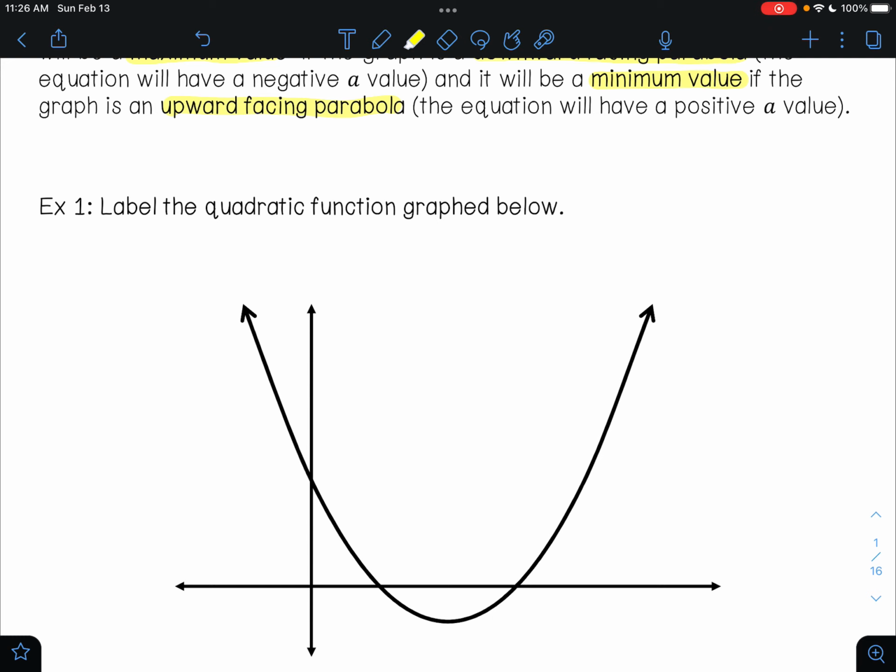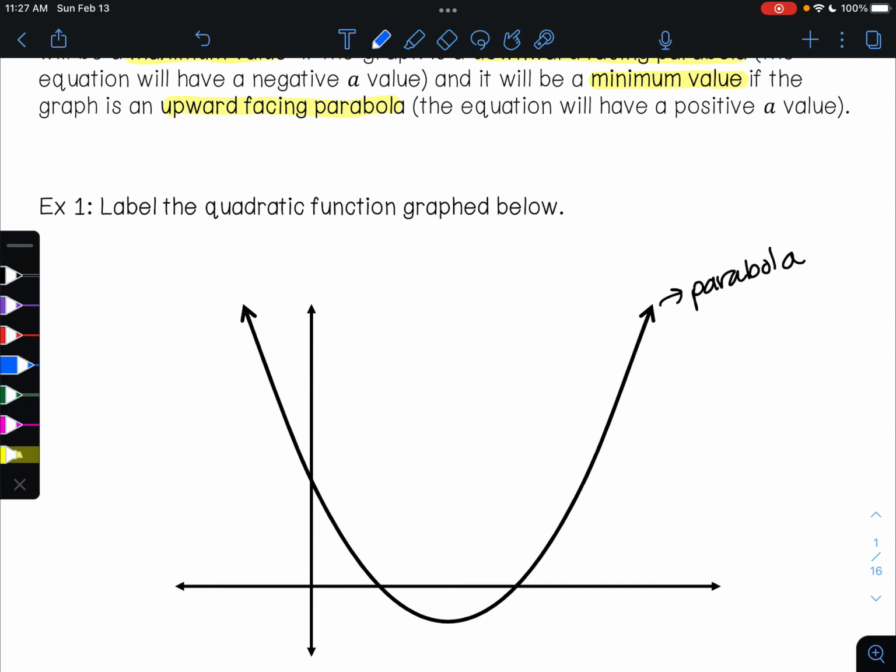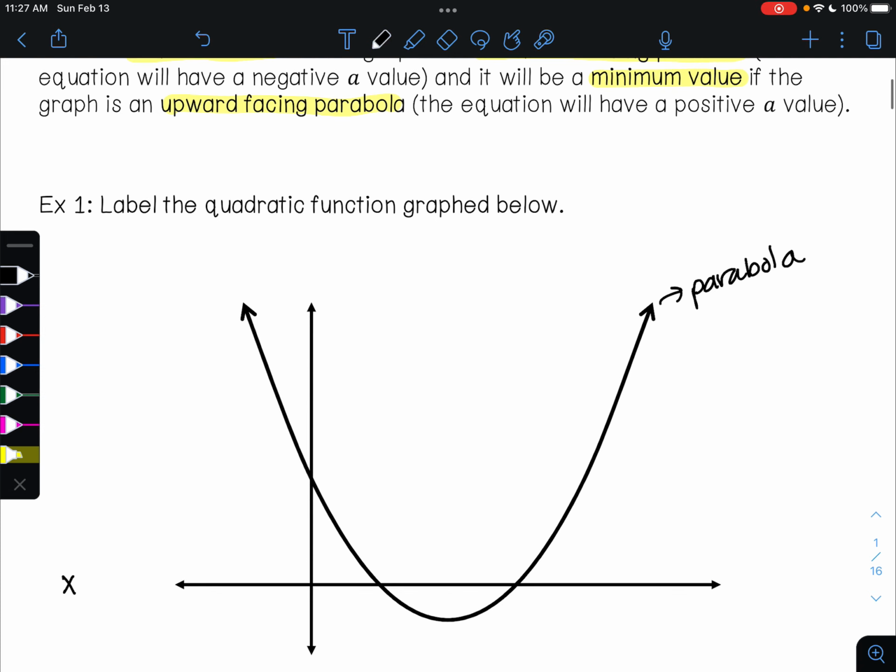Let's go ahead and look at example 1. It says label the quadratic function graphed below. So, this curve that we see right here, this U shape, this is known as a parabola. Where the graph crosses our x-axis, so where it crosses this line right here, because remember this is our x-axis, is where we have our x-intercepts. So this point right here and this point right here are known as x-intercepts.